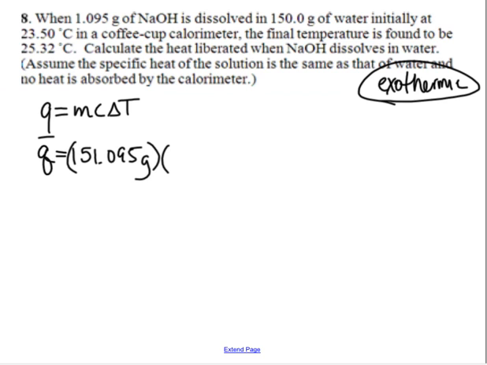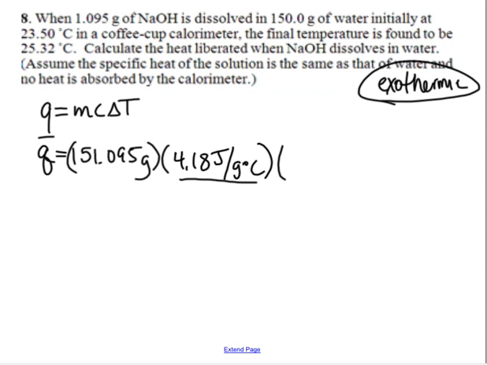Assume the specific heat of the solution is the same as that of water. It takes a lot of solvent to kind of change that, so most of the time they'll just say assume. So that's going to be 4.18 joules per gram degrees Celsius. You can also think of it this way: the sodium hydroxide is changing that solvent, which is water's ability to absorb, so we're really measuring water's change in temperature. But anyway, not important.